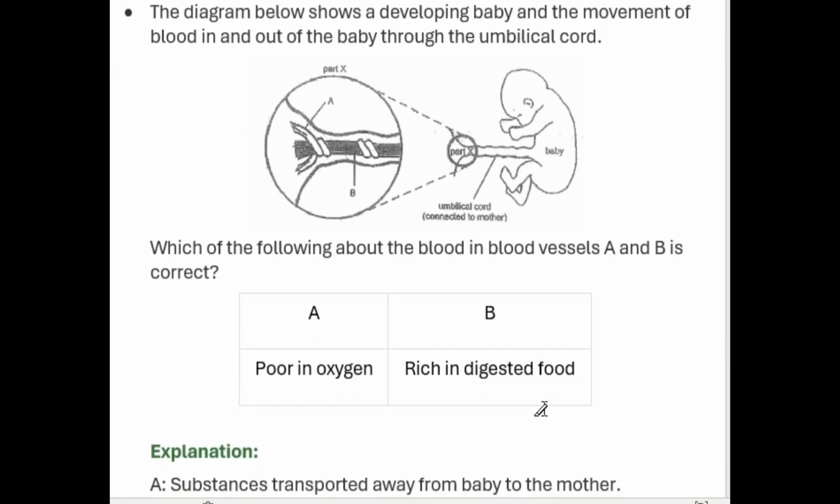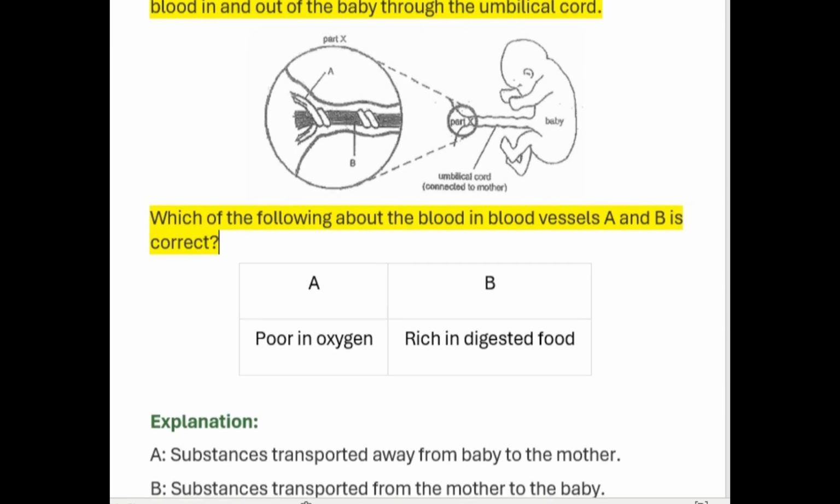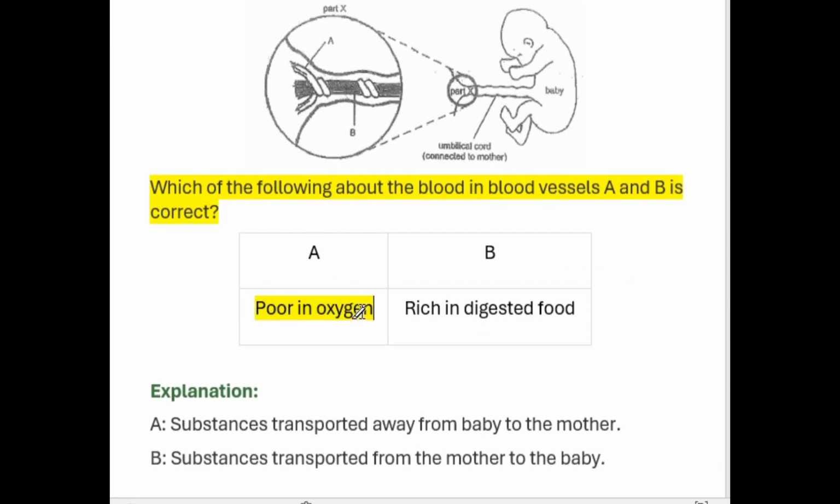The diagram below shows a developing baby and the movement of blood in and out of the baby through the umbilical cord. Which of the following about the blood in blood vessels A and B is correct? A. Poor in oxygen. B. Rich in digested food. Explanation. A. Substances transported away from baby to the mother. B. Substances transported from the mother to the baby.